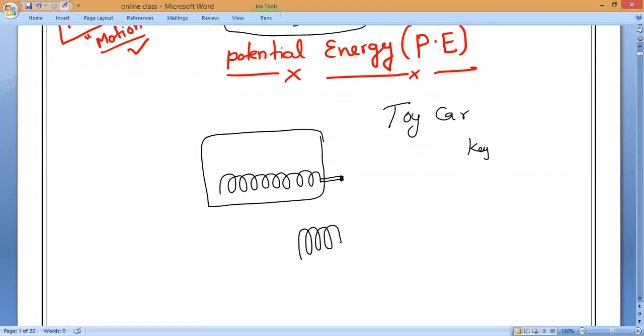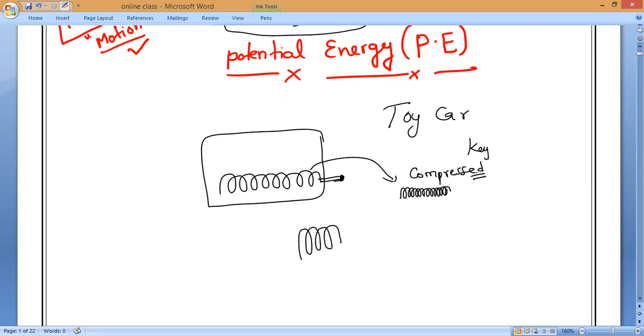Now, when we are giving the key, we are trying to compress the spring. All the loops of the spring will become closer and closer. Now, when I keep it on the ground and release this handle, what will happen? The spring will try to come back. See here, from here to here, the spring is compressed. Yes or no, Harish? Everybody?